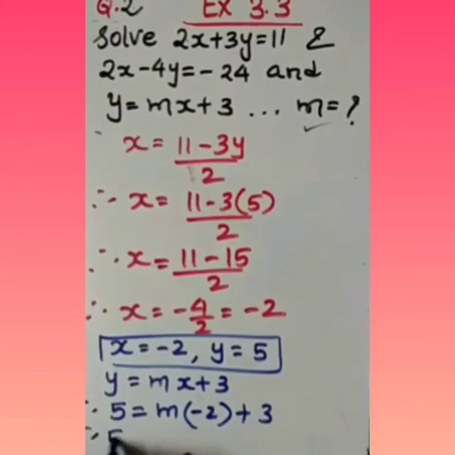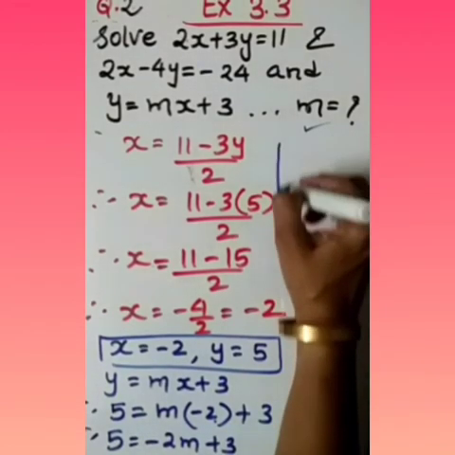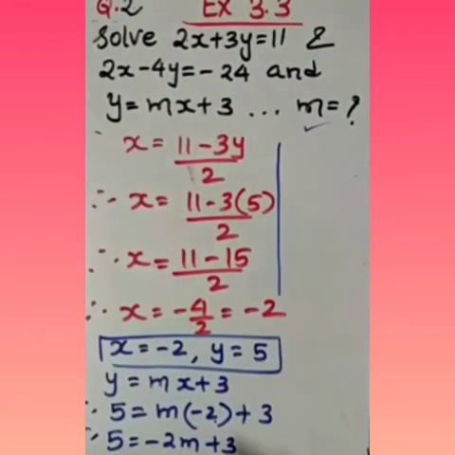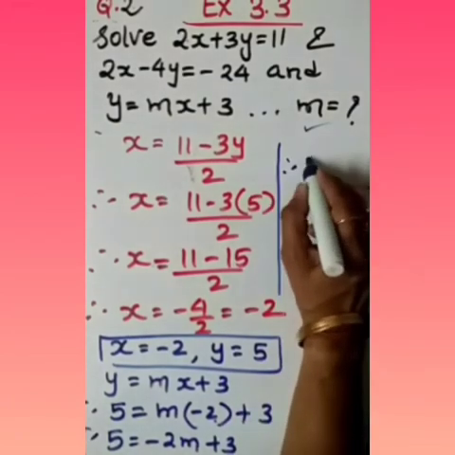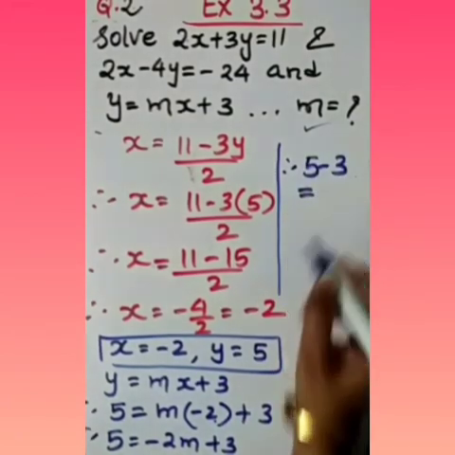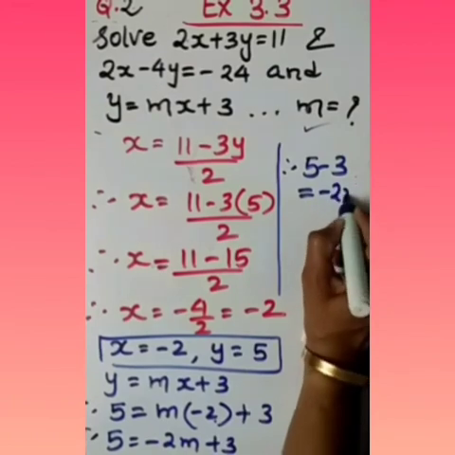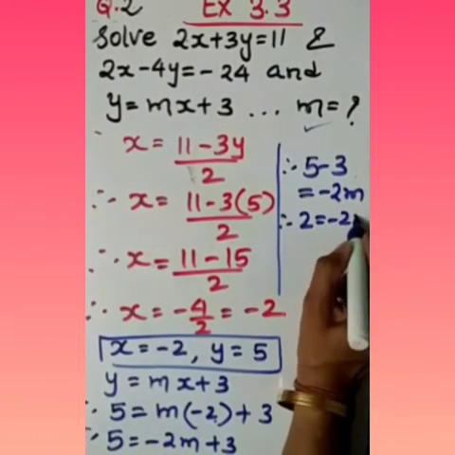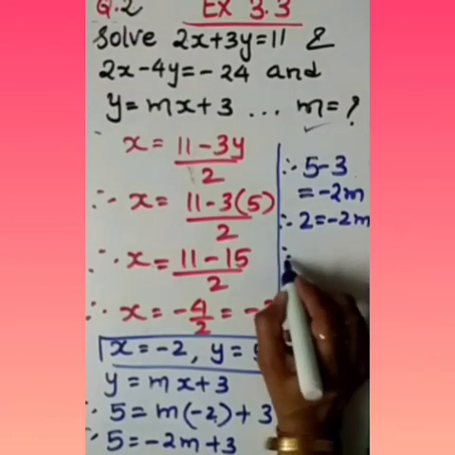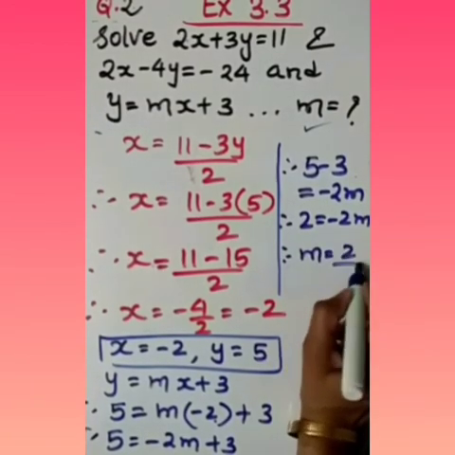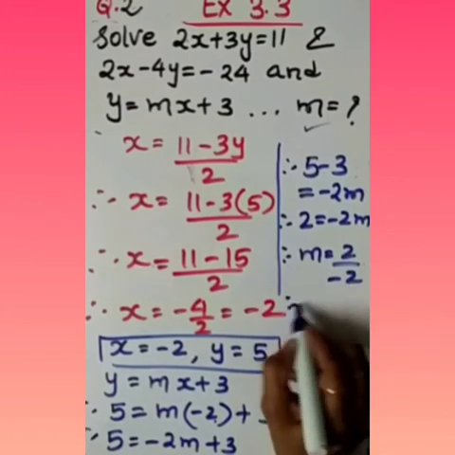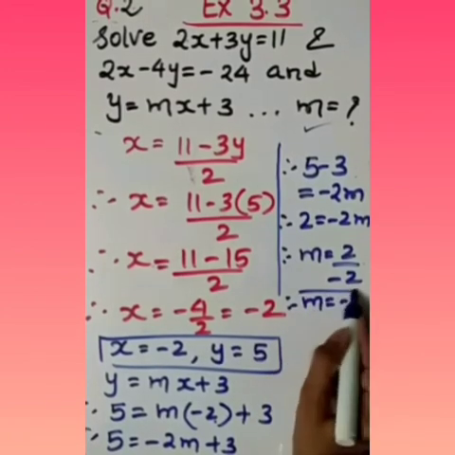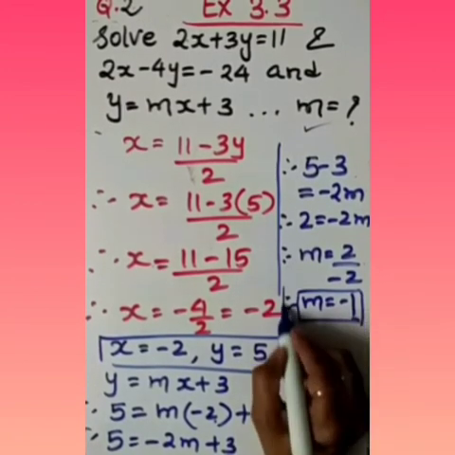So 5 equal to minus 2m plus 3. Let me simplify here. So this 5 minus 3 will be equal to minus 2m. Therefore, 5 minus 3 is 2. 2 equal to minus 2m. Therefore, m equal to 2 by minus 2. Therefore, m equal to minus 1. This is our required result.